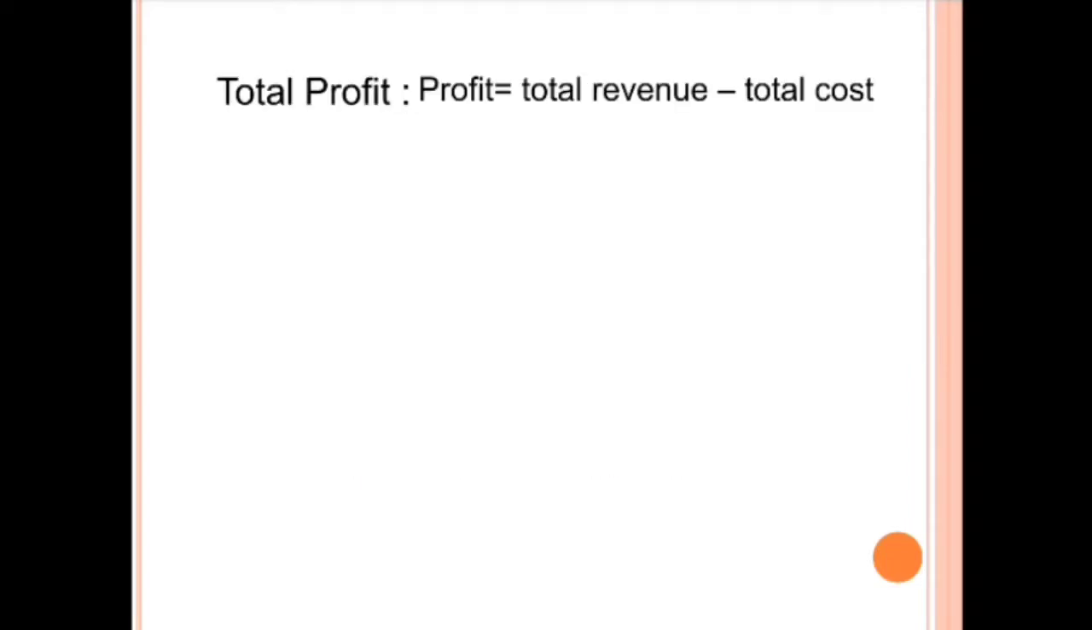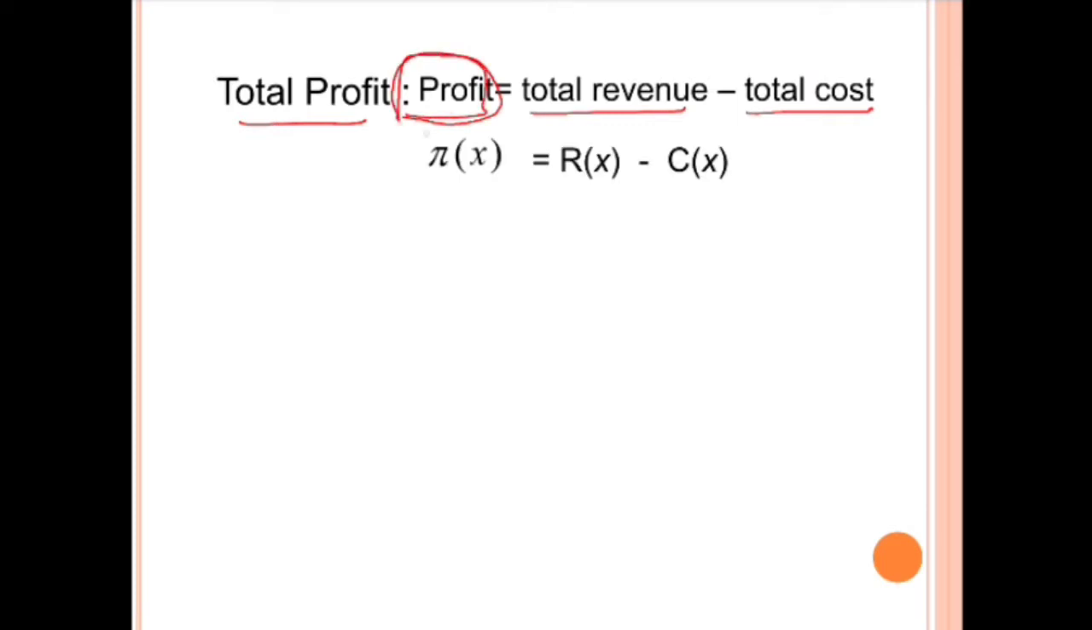What is the total profit? The total profit is just the total revenue minus the total cost. So it is total pendapatan minus the total cost to find the profit function. Profit is usually denoted as pi x with the symbol pi. Revenue is R and cost is C.